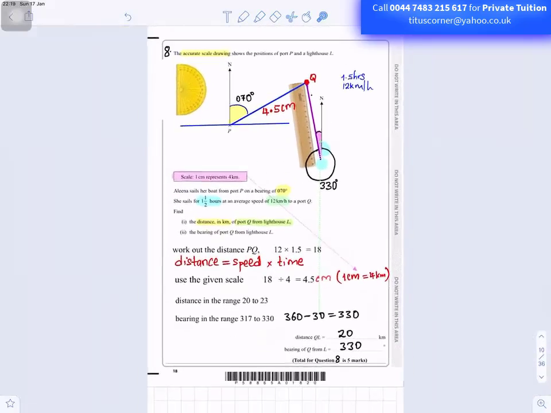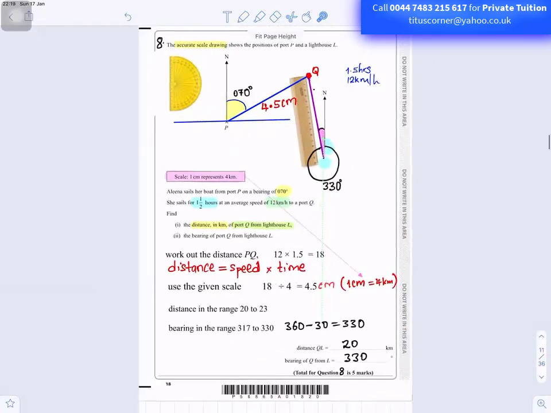and then you would convert it back to real using the scale. 1 centimeter is 4 kilometers, so you multiply by 4, and your distance would be between 20 and 23. So you get roughly 20 kilometers. And that will give you the distance from port Q to the lighthouse L.